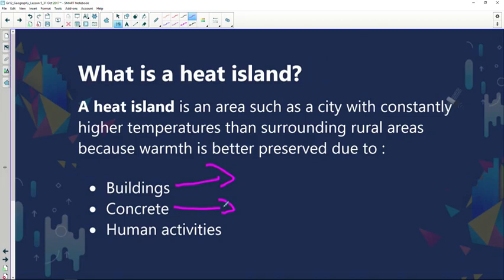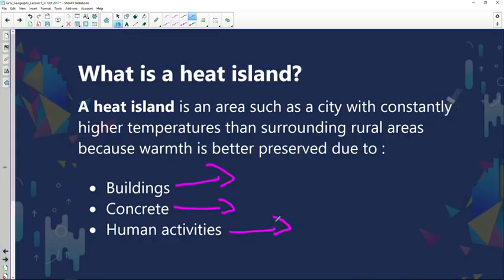Now, another factor that plays a huge role in heat islands, if we look at urban areas like the CBD, central business districts, for instance Johannesburg, you don't see many open water surfaces. You don't see many trees. It's covered with high-rise buildings. It's covered with tar road surfaces. And then the human activities play a massive role over there.